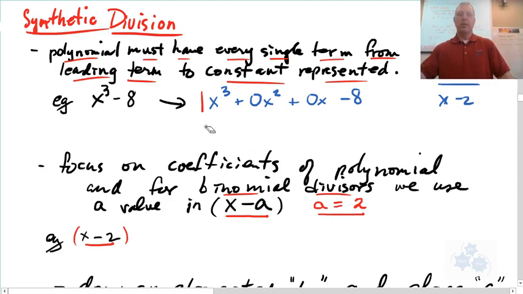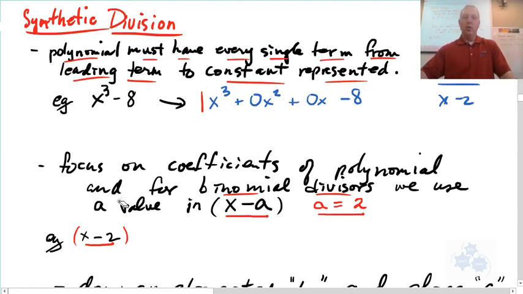I've already mentioned that. But for example, x cubed minus 8, if I was going to show a division of x cubed minus 8 right here, I'd have to write this as x cubed plus 0x squared plus 0x minus 8. So you have to make sure that every term is accounted for. Same in long division as this new synthetic division that we're going to learn. So that's number one. Okay? The polynomial must represent every term.